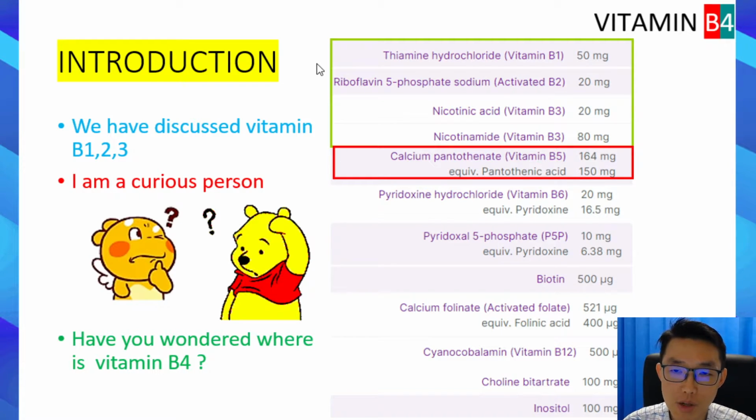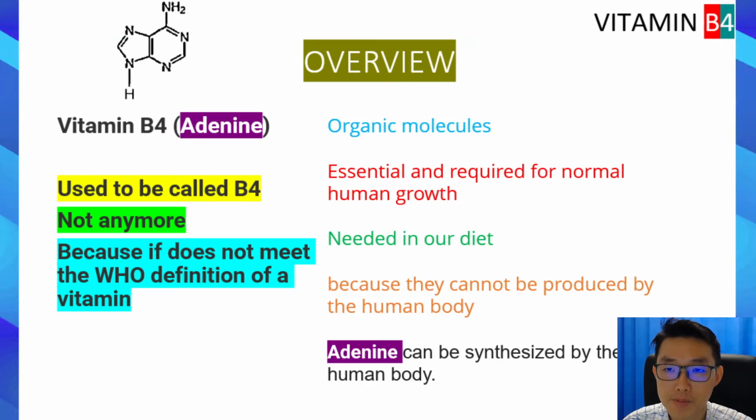Previously, we have discussed vitamin B1, 2, and 3 in prior presentations. As you can see on the right hand side label here, we have got B1, B2, B3, and suddenly we have got B5. So the question is, where is vitamin B4? I am a curious person and I am sure you are as curious as I am. So we will now discuss more about vitamin B4.